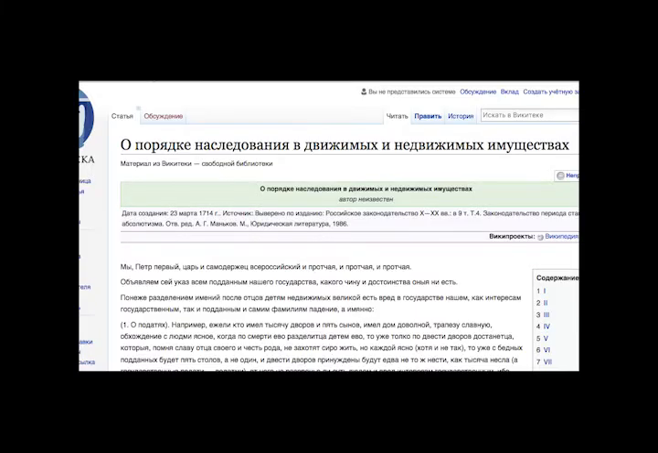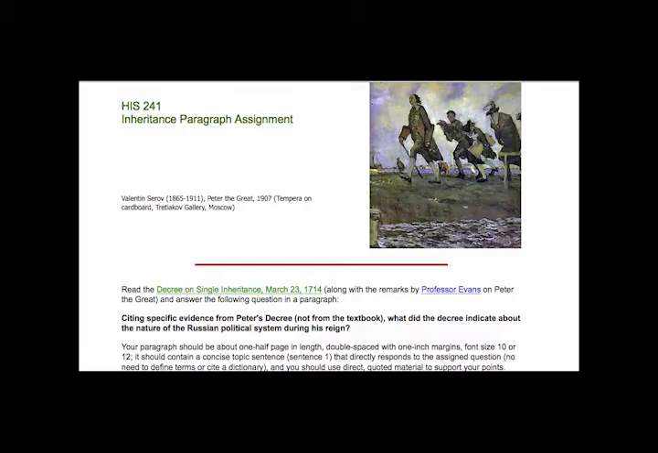Now, when you're working on the assignment, it is, of course, a paragraph assignment, and that means that your first sentence is absolutely crucial. You have to set your thesis points, your analysis points with that sentence, and you have to specifically address the assignment question. And right there it is, citing specific evidence from Peter's decree, not from the textbook, not from any other secondary source, just from using the decree itself.